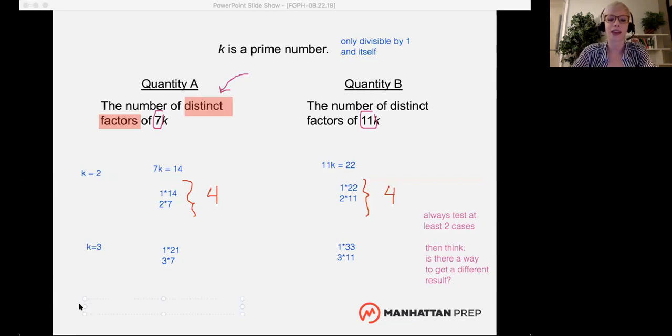So if we test k is 7, then over here, well, normally we would have 1 times 7 times 7, 49, and then 7 times that number. But because we're only looking for the distinct ones, we don't want to double count. So here we only get 3 distinct factors, whereas with 11, 7 times 11, we're still going to get 1 times 77 and 7 times 11. So 4 distinct factors. So if there are cases where sometimes we have 3 in A and 4 in B, or sometimes we have 4 in A and 3 in B, then the answer must be D.